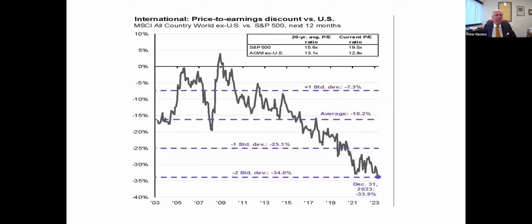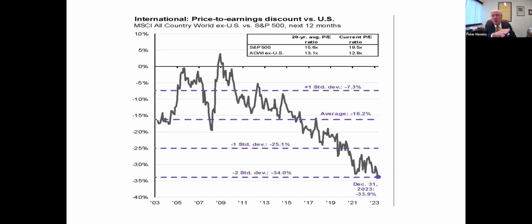International names have not participated to the same extent as the American market in the progress that the American market has made. And that would be the subject of an entirely separate session. But let's just take my word for it.